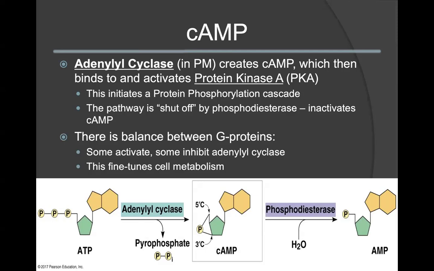It is also important to note that there is a balance between G proteins and how they act on this plasma membrane-bound enzyme adenylyl cyclase. Some G proteins will act to activate adenylyl cyclase, thus producing cyclic AMP. However, some G proteins will work to inhibit adenylyl cyclase, thus preventing the production of cAMP. This will help to fine-tune a cell's response.